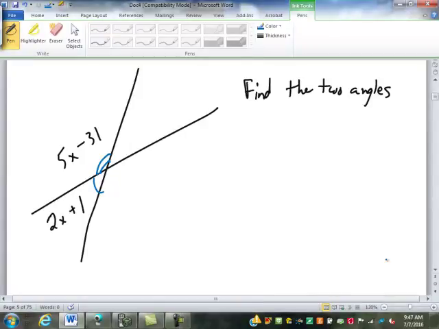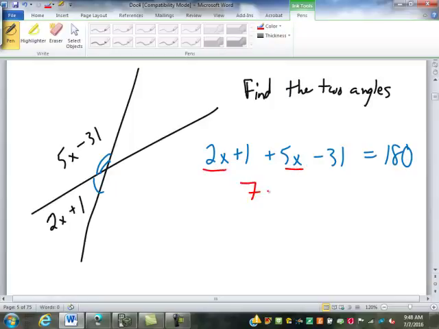So we know that these two have to add up to 180. So 2x plus 1 plus 5x minus 31 have to equal 180. Now you may have also done 5x minus 31 plus 2x plus 1. It would turn out to be the same way. So we have to combine the 2x and 5x makes 7x. What's next?